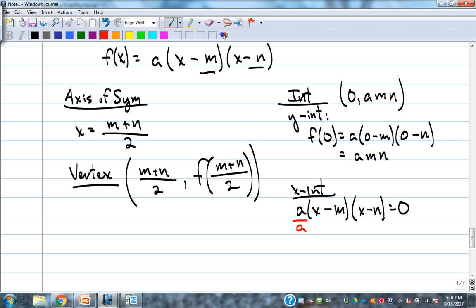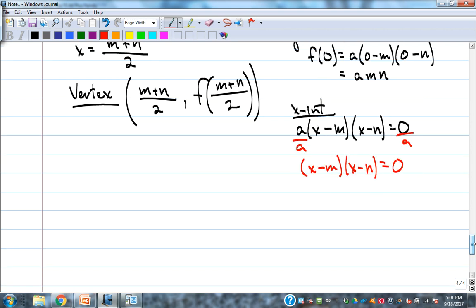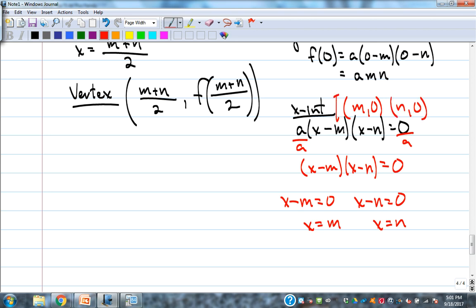Technically, you divide by A, and you get X minus M, X minus N equals 0, because 0 divided by anything is 0. And then you set X minus M equals 0, X minus N equals 0. Solve those, it just changes the signs. So your points are (M, 0) and (N, 0). So the X intercepts are easy in the intercept form. Okay.